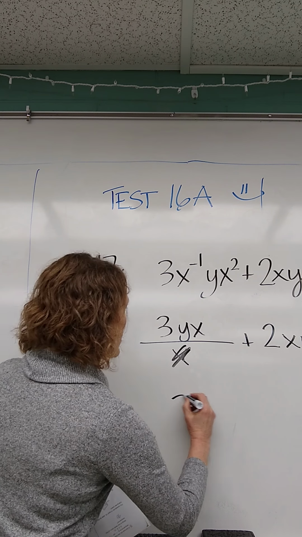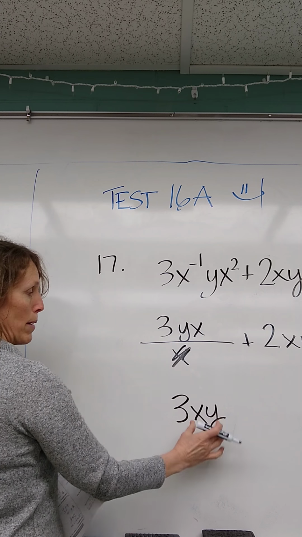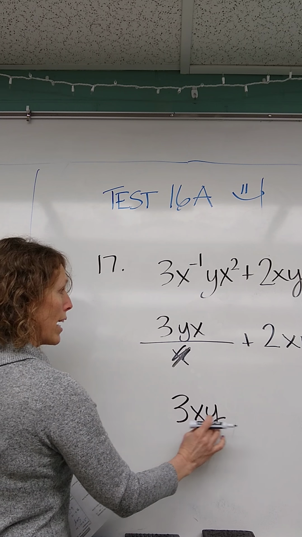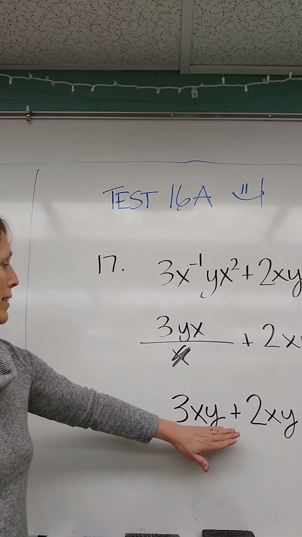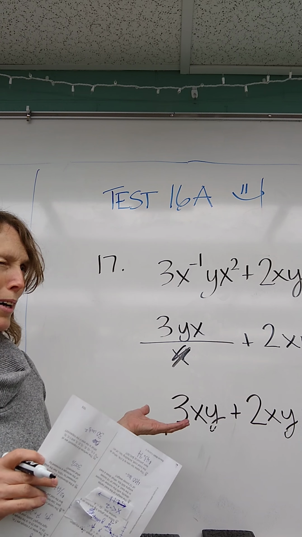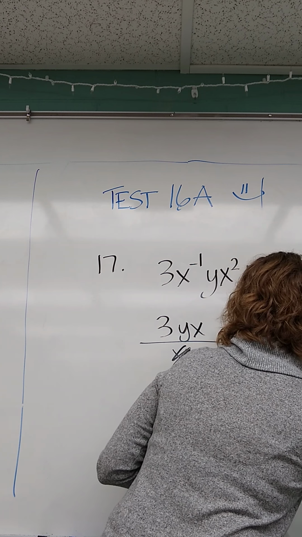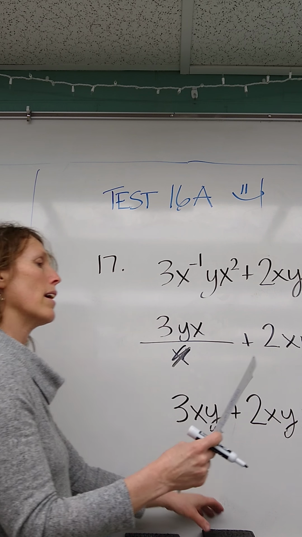Do you see what I have left? I have 3, I'm going to rename it xy, because I can switch around things with that multiplication property. 3xy plus 2xy, and since these have the same two variables, sometimes we call it like the same last name, we can add them together. So 5xy is our answer. That is number 17.